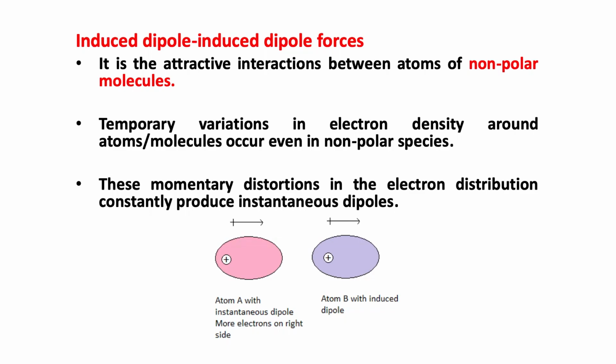Next is induced dipole forces or dispersion forces, also known as London forces. It is the attractive interaction between atoms of non-polar molecules. Temporary variation in electronic density around atoms or molecules occurs even in non-polar species. These momentary distortions in the electron distribution constantly produce instantaneous dipoles. The consequent attractive interactions between the instantaneous fluctuating dipoles produced constitute London forces.